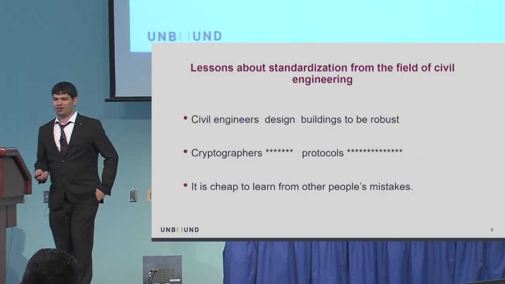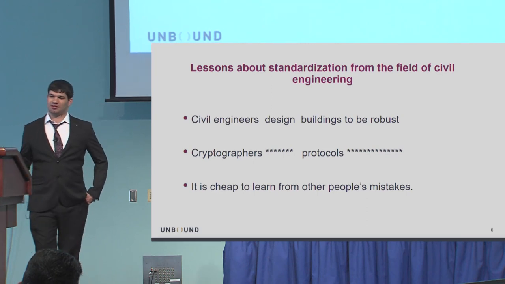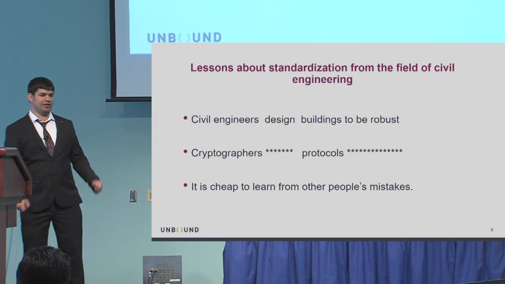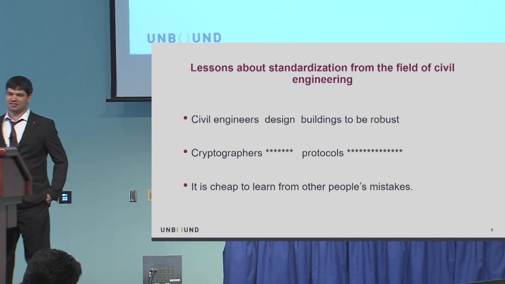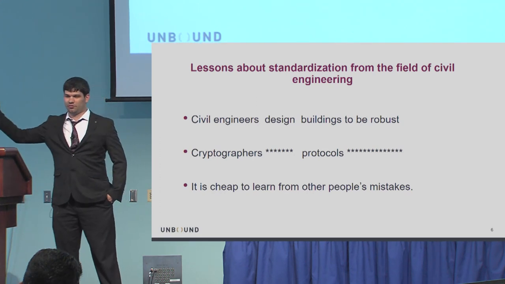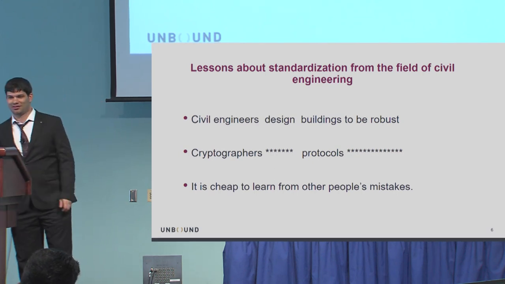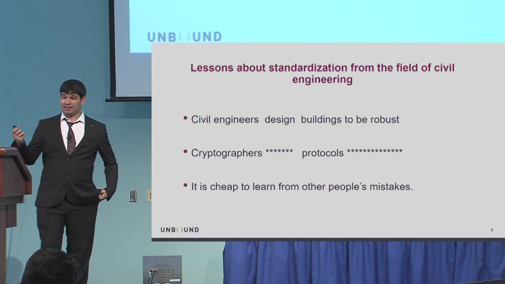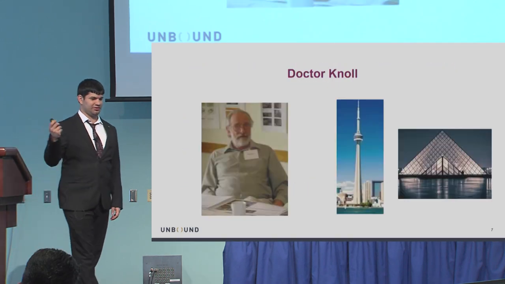Civil engineering is about designing buildings that are robust, that won't collapse because some strong wind happened. And cryptographers design protocols that are robust. So it's a very similar idea. And it's very easy to learn from other people's mistakes because it's free. They've made the mistakes and we don't have to suffer. So if we can avoid mistakes that they've made and take lessons from what happened to them, then we can use those experiences for our own gain.